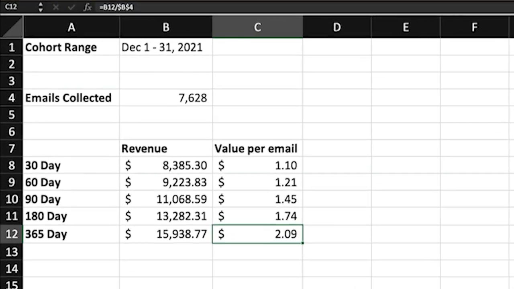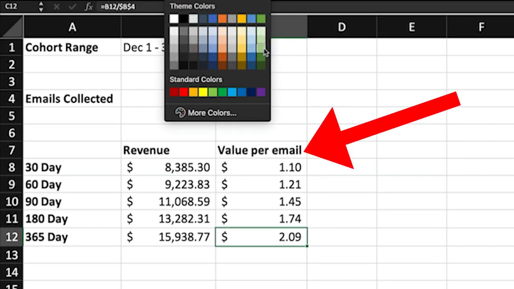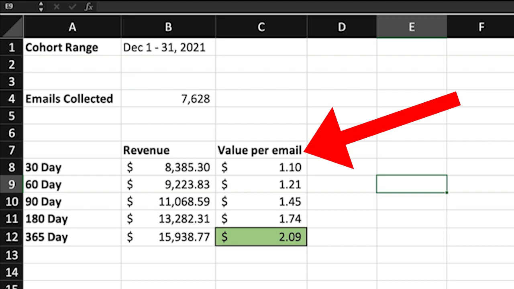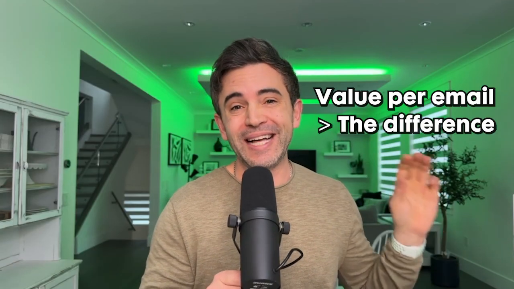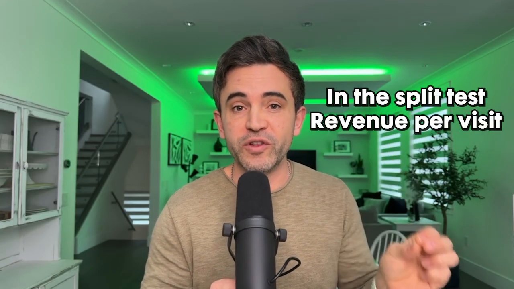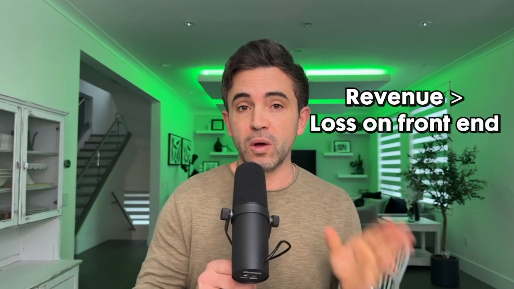Now, go back to your spreadsheet that had all that cohort data from your email. Look and see what the value per email is on each of the different cohorts. If the value per email is higher than the difference in the revenue per visitor from the split test, congratulations, your pop-up is a winner. You should keep it because as a whole, it's probably generating you more revenue than it's losing on the front end. But look across all of the timeframes.